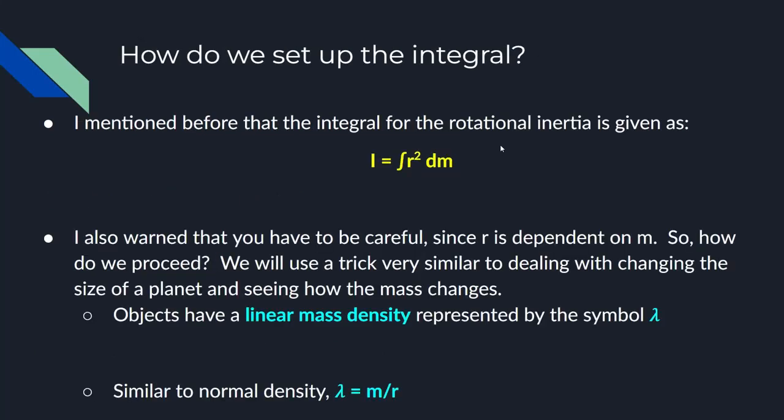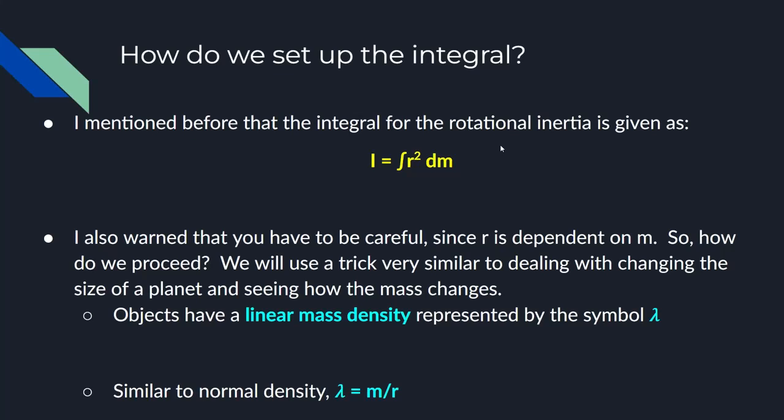So, for the most part, as mentioned before, the integral equation for the rotational inertia is given like this: the integral of r squared with respect to dm. And as I mentioned before, there is a relationship between r and m, and we have to make sure that we reflect it in our equation. Now, the way that we're going to do this is a little bit different.